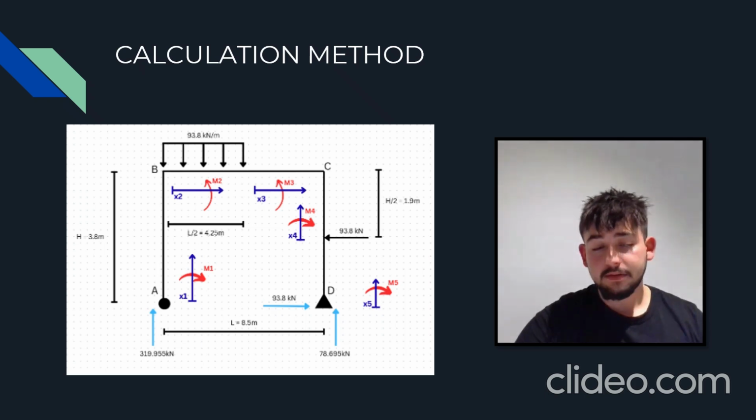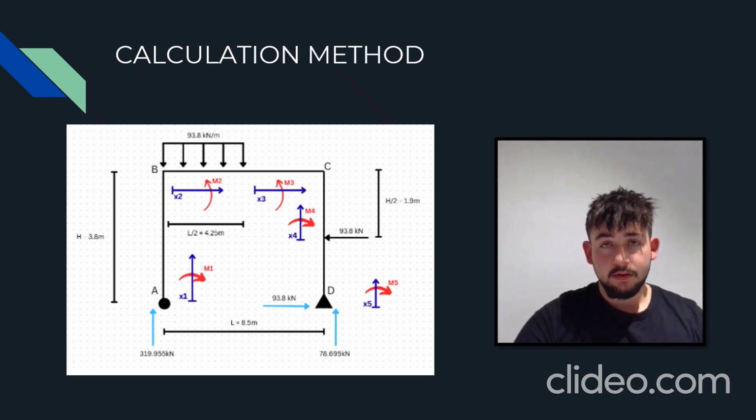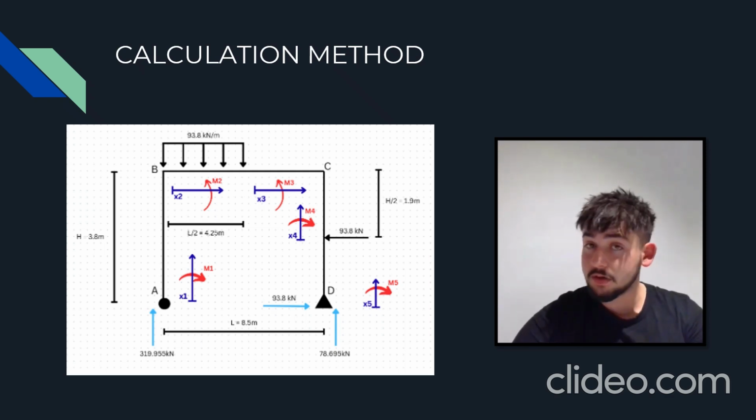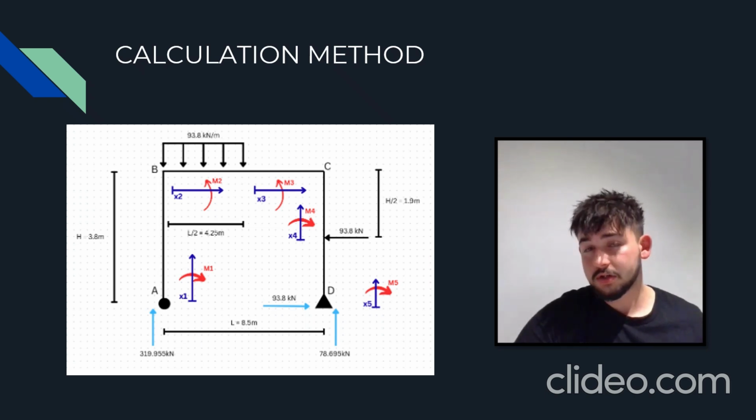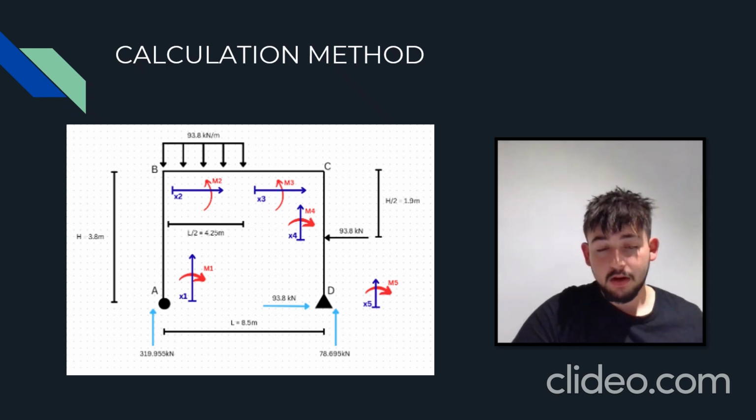Then by having that, I was able to calculate the vertical reaction force at point A by summing all the forces in the vertical direction, and by doing that I singled out AY, and that gave me 319.955 kilonewtons. And then finally, to find the final reaction force, I summed all the reactions in the horizontal direction, and that gave me negative 93.8 kilonewtons, which you see at point D.